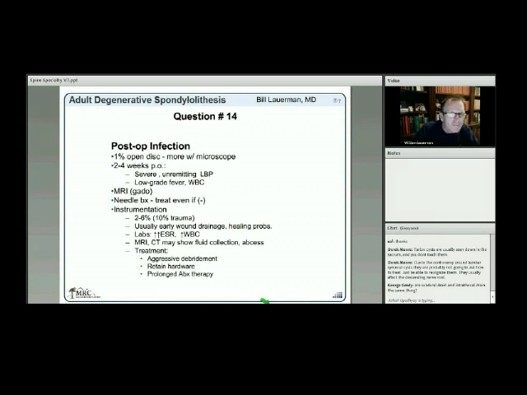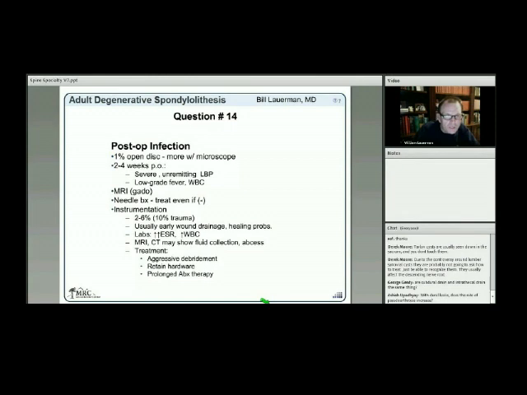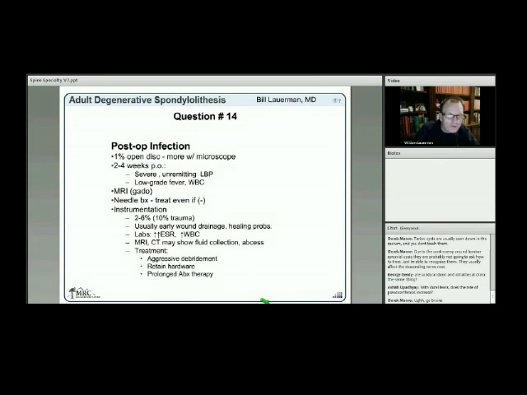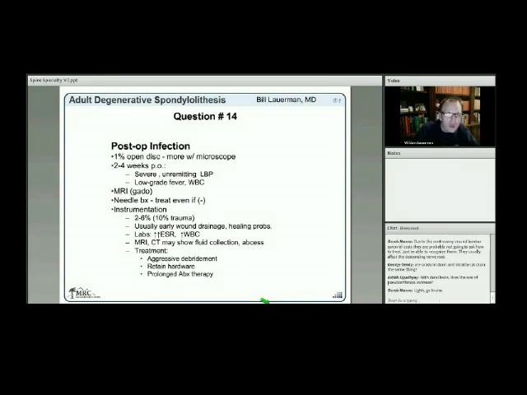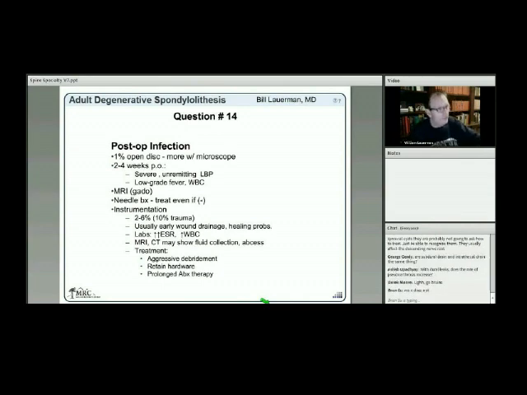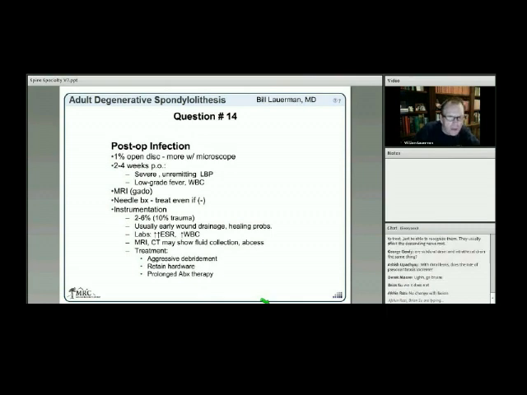Okay, so in cases of post-op infection, we see this in 1% of open discectomy cases, more when the microscope is used. Typically, the patient will present 2 to 4 weeks post-op with severe, unremitting low back pain. They may present with low-grade fever and a low-grade elevation of the white count. MRI with gadolinium is the diagnostic test of choice. The next step is needle biopsy, although we treat patients empirically for a post-op discitis, even if the biopsy is negative.